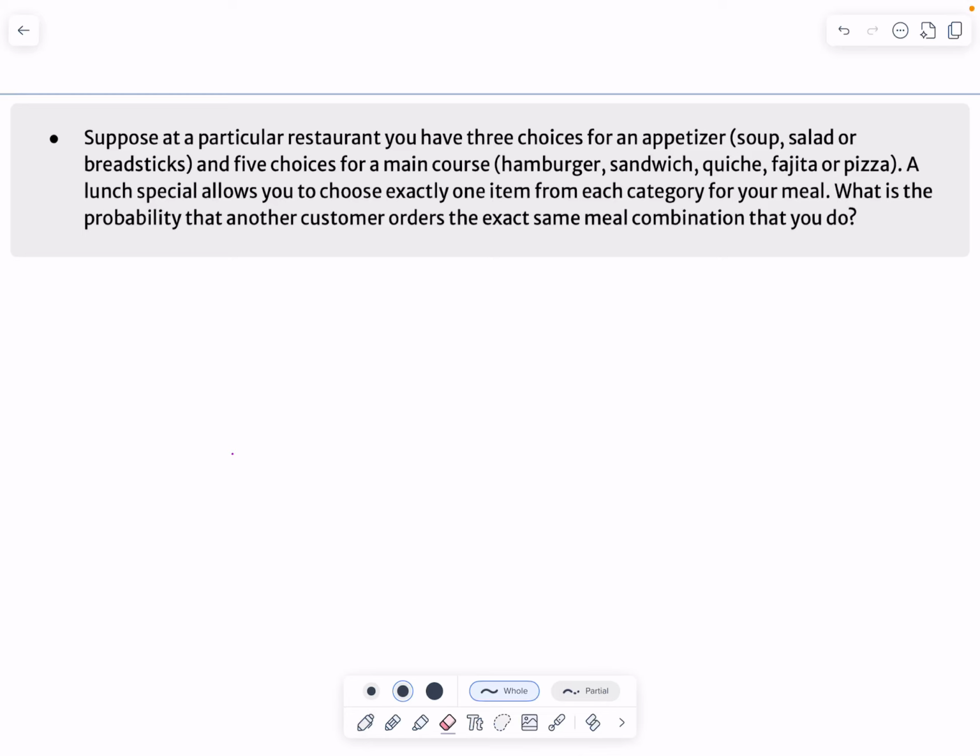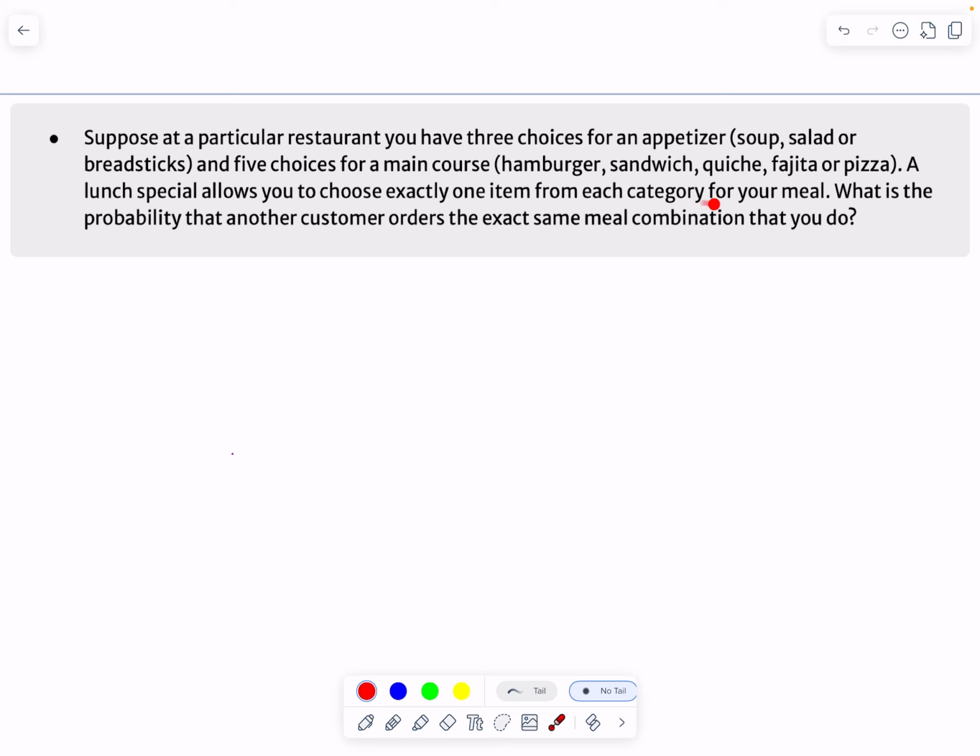All right, for this last example, we're going to consider a situation where we're ordering from a restaurant again. This time we're just making two different choices. We're going to choose an appetizer, and there's three different appetizers that we can choose. And then we're going to also select a main course, and there's five different choices that we can select for our main course. And we're just taking one of each.